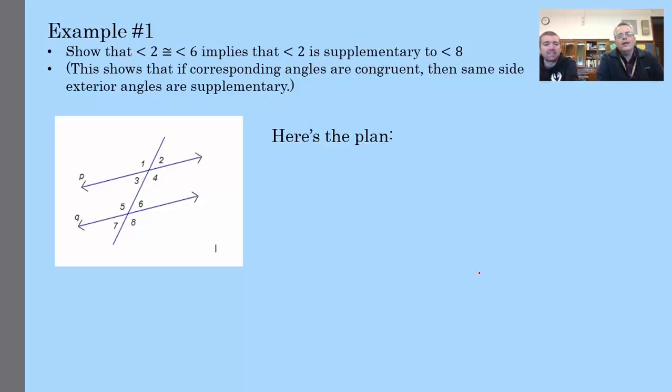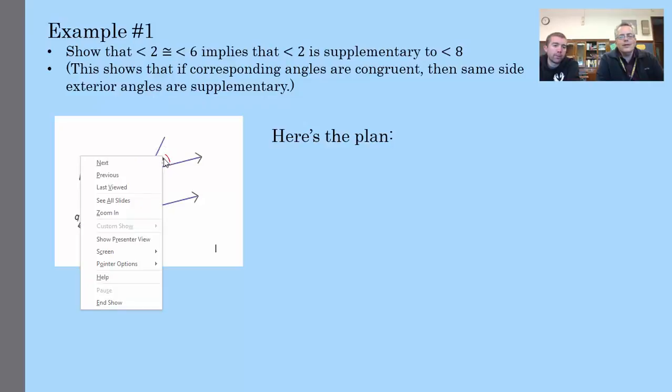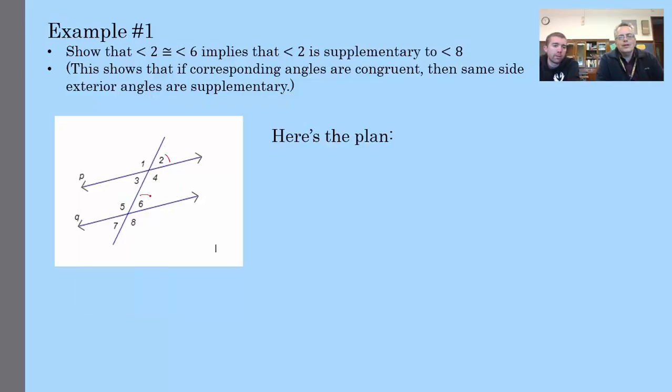Alright, so here's an example. We're going to show that if angle 2 is congruent to angle 6, which is true because they're corresponding, well, we're assuming that as an assumption. So, assuming those two are congruent, we're going to show that 2 and 8 are supplementary. 2 and 8 are same side interior angles. So we're going to show that if the corresponding ones are congruent, then the same side angles are supplementary. That's kind of the idea. So, here's the plan.